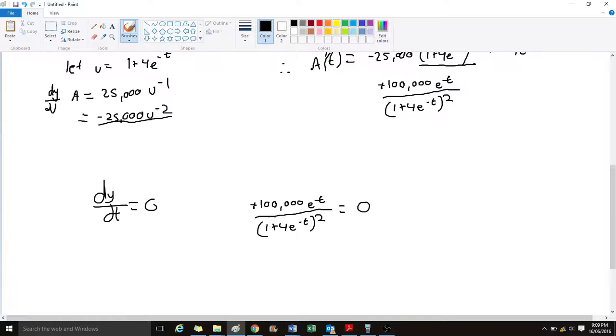If we were to solve this, this is what we'd do. We're going to times both sides by the part that we have at the bottom. So that's going to cancel on this side. Then we're going to have the top part being equal to 0. But of course we can never have e to the power of minus t being equal to 0 because it is asymptotic to the x-axis. So therefore, the maximum point never occurs.